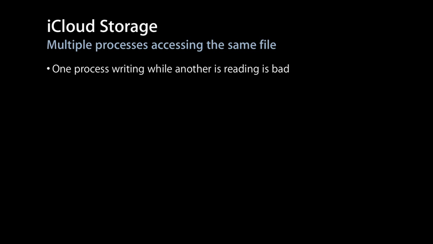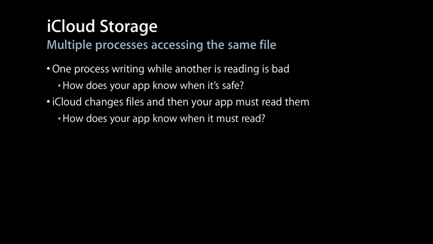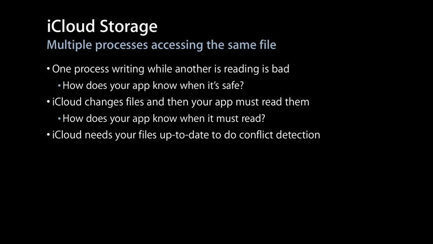How does your app know when it's safe to either read or write to these files? iCloud is going to make changes to these files, and then your app has to know that it needs to go read them. How does your app know when it's time for it to notice these changes? iCloud also needs your files to be up to date on disk so it can do conflict detection. So how does your application know when it needs to write out the newest version of a file?